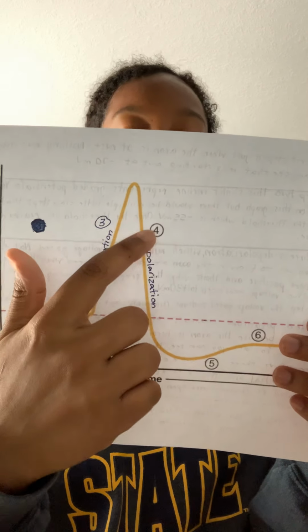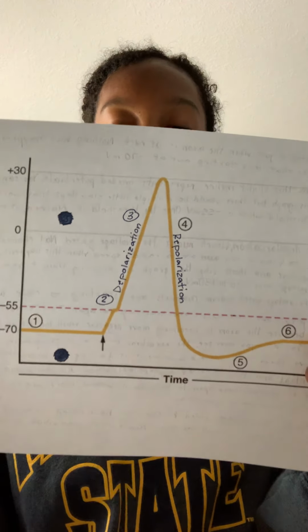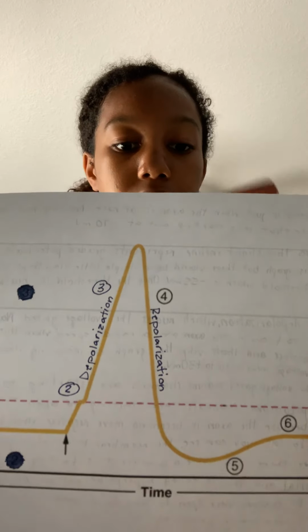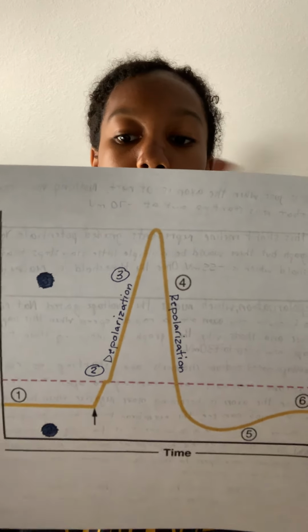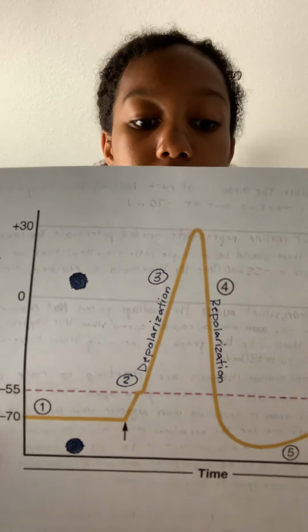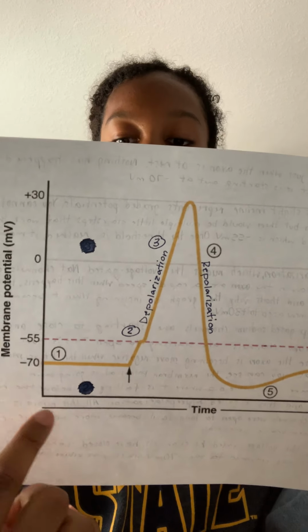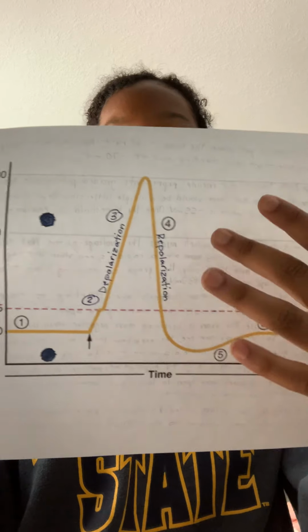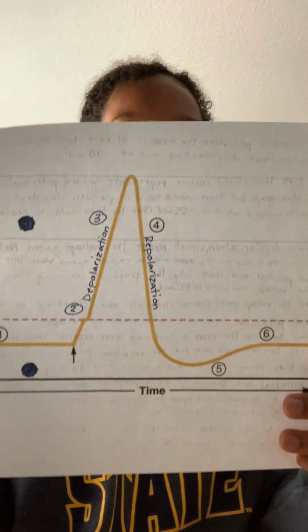In step 4, the voltage-gated sodium channels are starting to close, and the voltage-gated potassium channels are starting to open. And this is now repolarization because the axon is becoming more negative when the potassium is moving out of the cell. So as you can see, the membrane potential is going down.